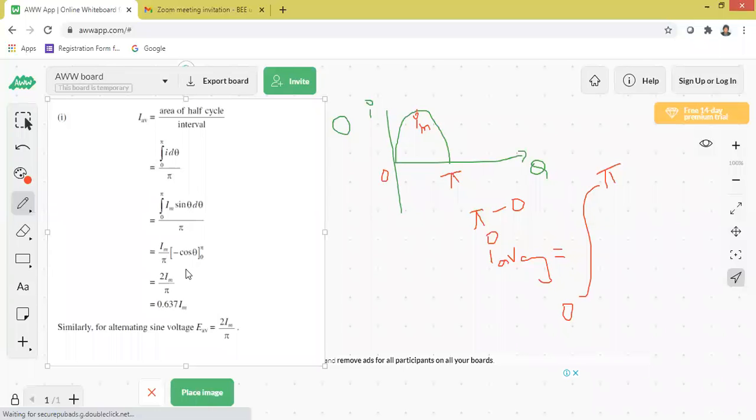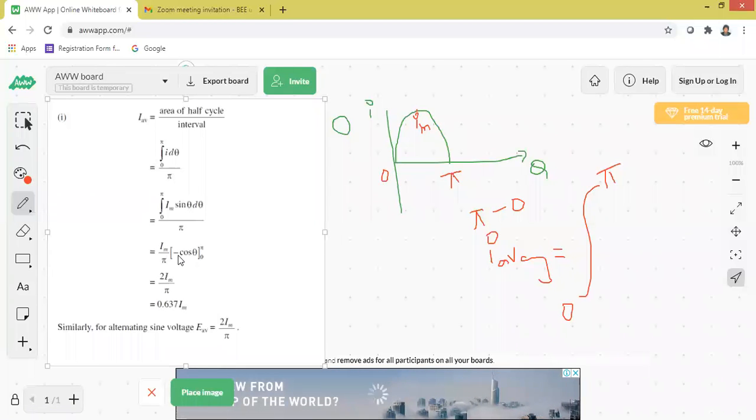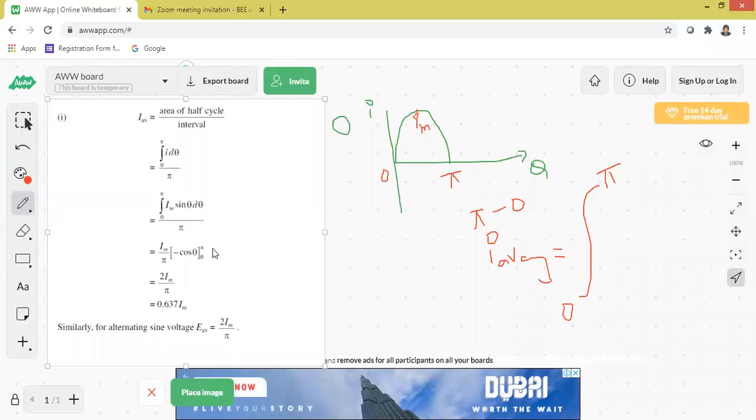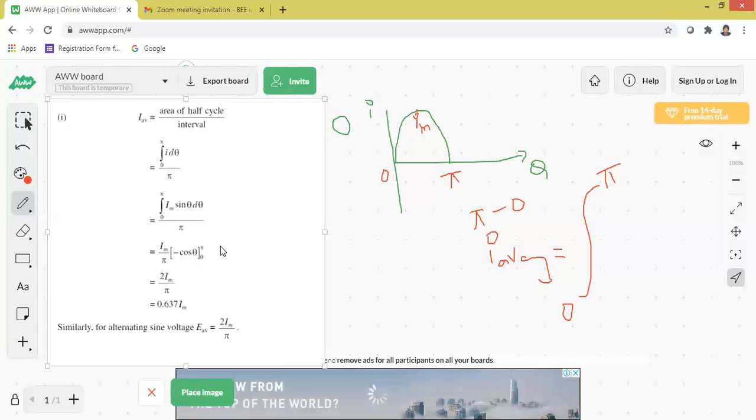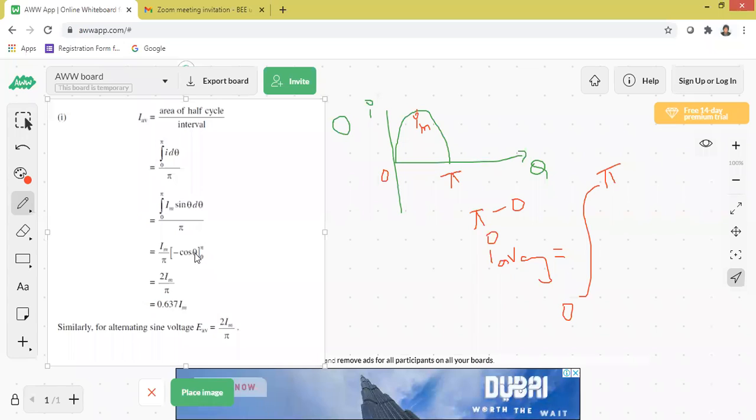Okay, I explain this one once again. Minus you write outside the bracket, and cos pi minus cos 0. Cos pi is how much? Minus 1. Minus cos 0 is how much? 1. So minus 1 we are going to get inside the brackets, which is minus 2, and outside already we are having minus, therefore it is 2. So 2 Im by pi.